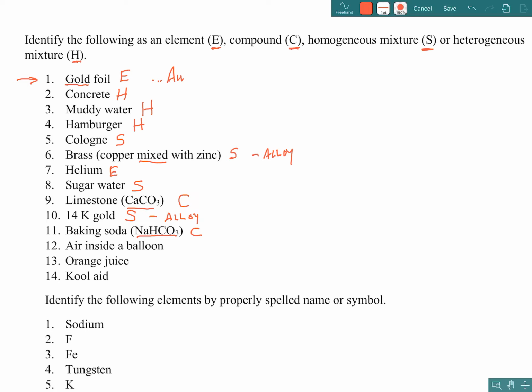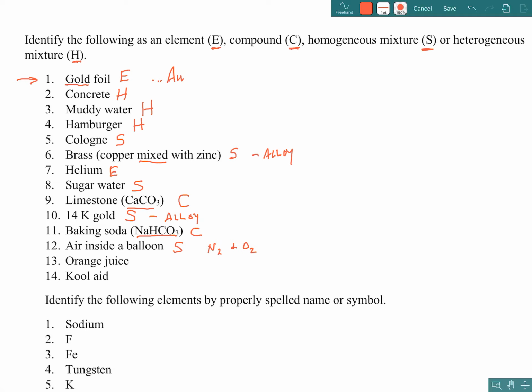Okay, number 12, air inside a balloon. Did you say solution? I hope you did. It's not pure. Remember, air is a mixture primarily of nitrogen, about 80%, and oxygen gas, about 20%. So it's not pure, so you can't say element or compound. And nitrogen and oxygen are not bonded to each other. They're mixed together. So it's either uniform or not uniform. And my gosh, I think air is pretty doggone uniform. Unless it's a smoke-filled room, the air you're breathing is a solution.